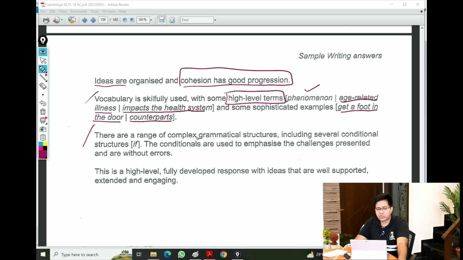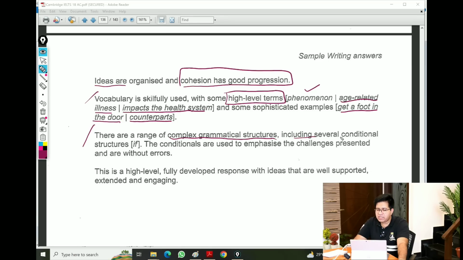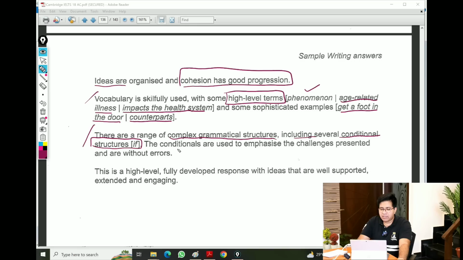Next, there are a range of complex grammatical structures. I told you the essay started with a complex grammatical structure. Even in the beginning, there was a complex grammatical structure, including several conditional structures with if. So, that means structures with if, these types of structures are examiners' most favorite structures. So, you should try to use them as well. The conditionals are used to emphasize the challenges presented and are without errors.